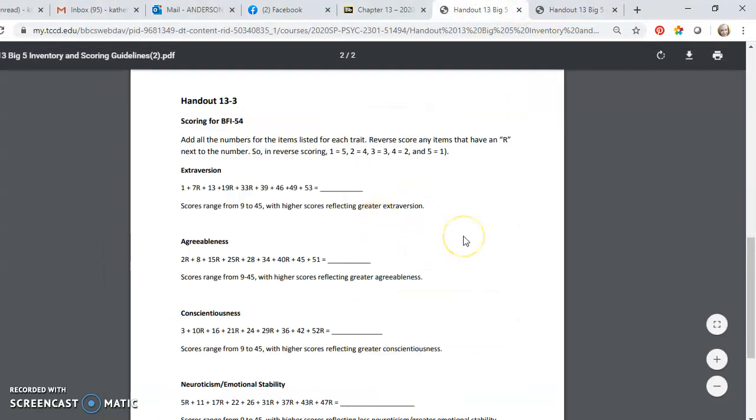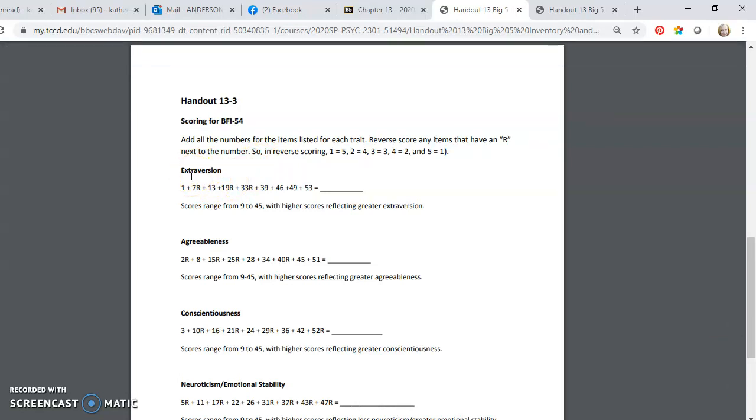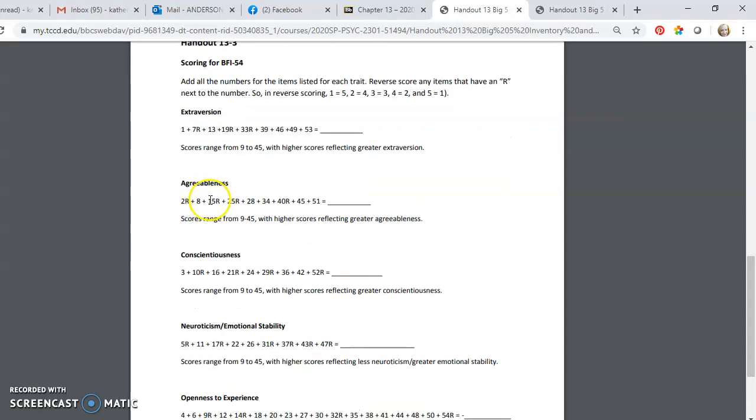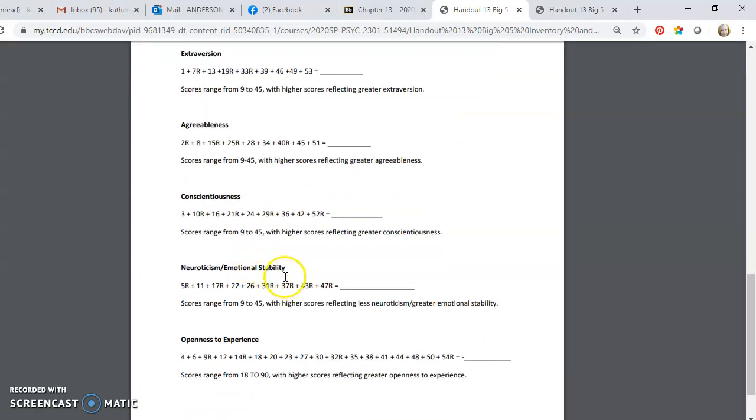Then on the back of that handout are the scoring guidelines. What you're doing is adding up all of the numbers for the items listed for each trait. You know by now, having watched the lecture, that there are 5 traits in Big Five theory of personality: extroversion, agreeableness, conscientiousness, neuroticism, and openness to experience.